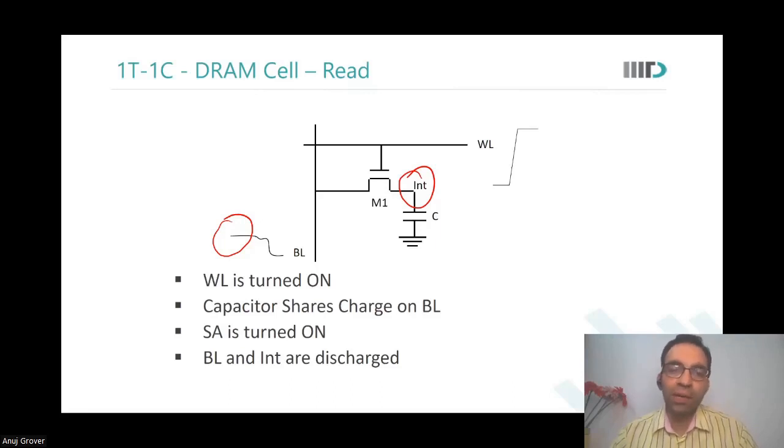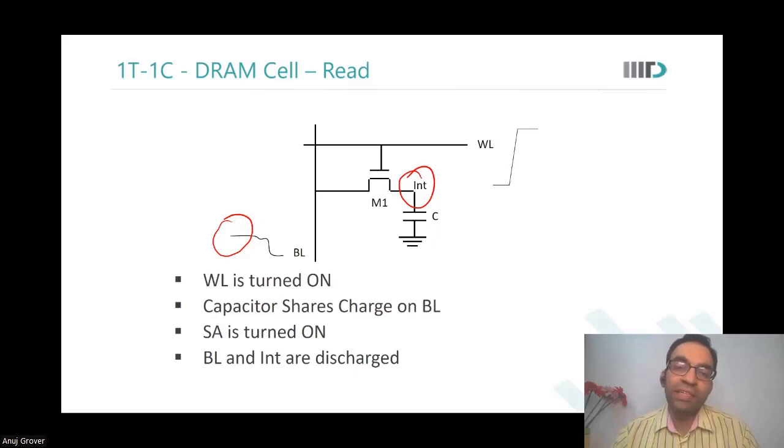Precharging the bit line to VDD by 2 is more promising, because then when you are charge sharing VDD from the internal node, you know that the bit line will rise. And when you are charge sharing 0 from the internal node, you know the bit line will fall. So they are moving in two different directions, and you can utilize that to your advantage.